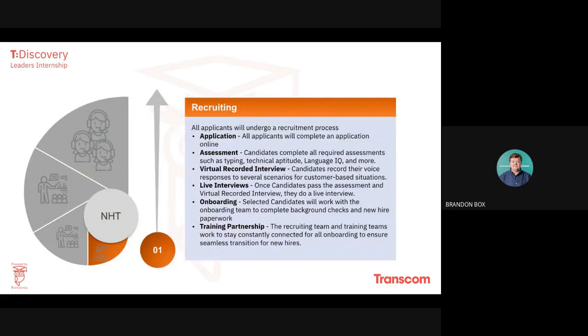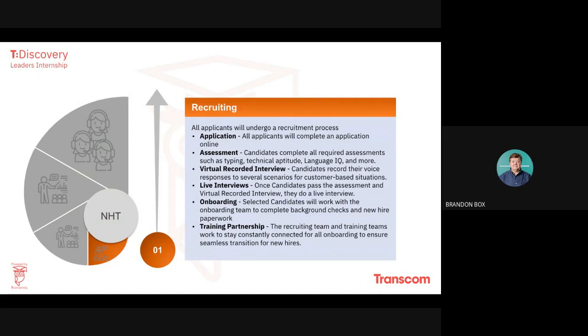First, let's discuss recruiting. So all applicants undergo a recruiting process. During the recruiting process, they will go through each of these steps. The first step is the application. So all applicants will complete an application online. Then they will be directed to take an assessment. So candidates complete all required assessments such as typing, technical aptitude, language IQ, and more.